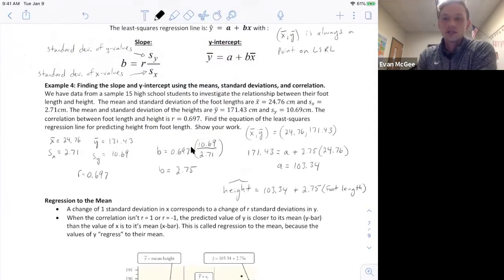So here you can see I plugged in the standard deviation of y over x, solved for the slope. Then I plugged in x bar, y bar that they gave me as a point on the line to find the y-intercept. So solve for A, and you get 103.34. So the regression equation is the predicted height equals y-intercept plus the slope times foot length as the x variable.